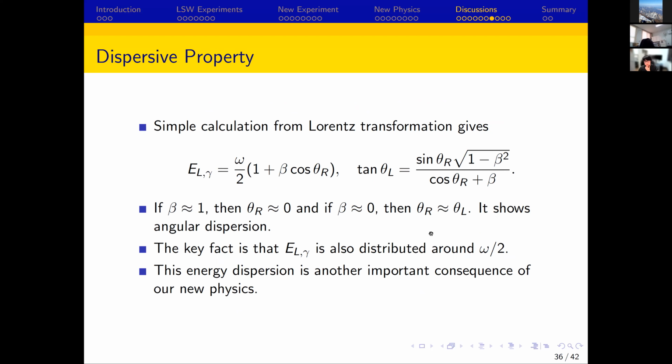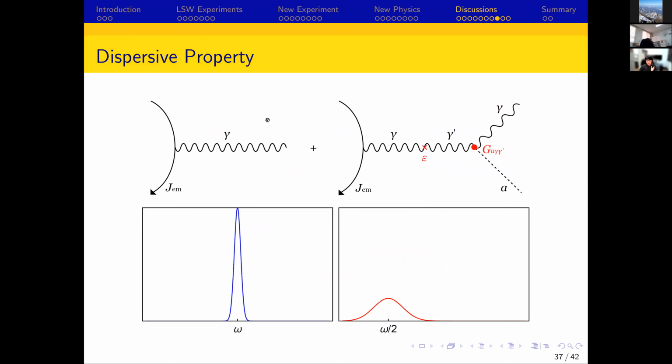But what I want to emphasize is that E_L, the energy of the subfrequency photon, is also distributed around omega over 2. Okay, omega over 2. And the energy dispersion is another important consequence of our physics. So I want to show some figures. So this left diagram, as I explained before, is the standard model, and this right diagram is our new physics.